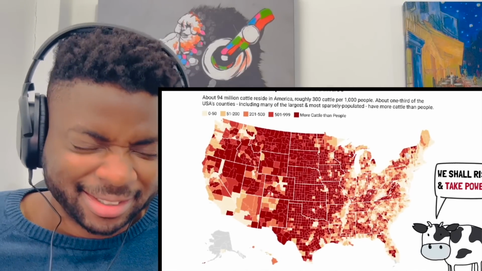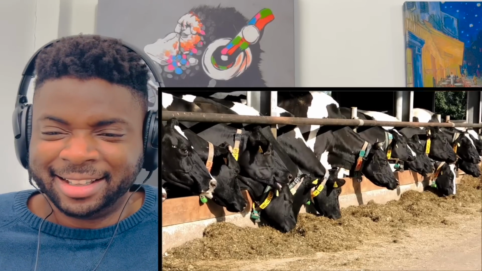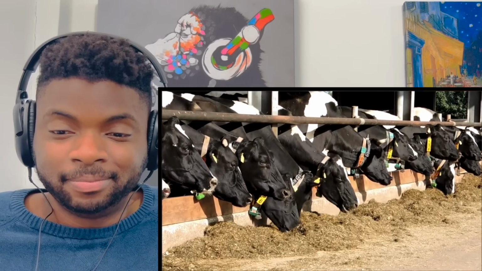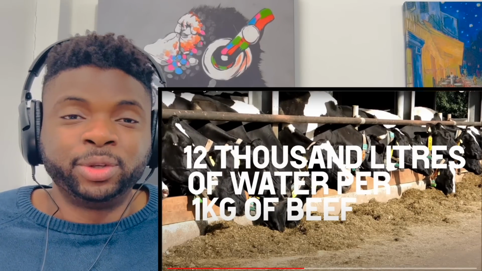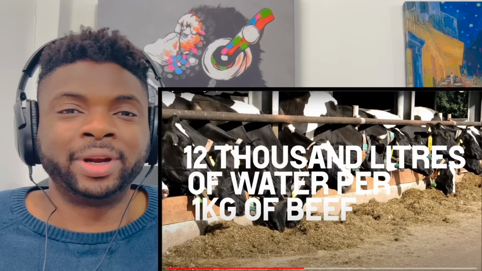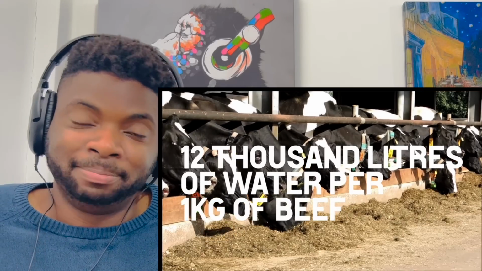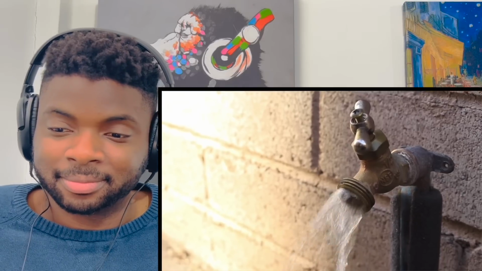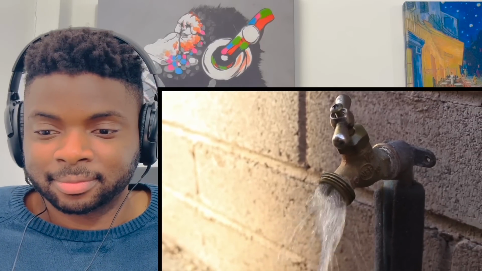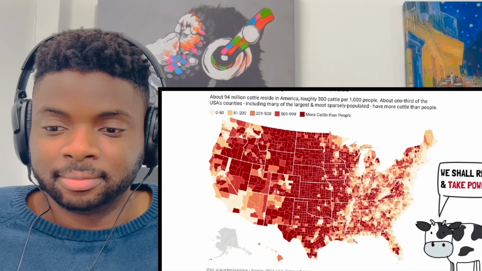Cattle farming is an industry that consumes a ridiculous amount of water. The world spends over 12,000 liters of water per kilogram of beef produced, and they produce a lot of methane as well, a lot of greenhouse gases. That is a lot. We're always told to save water, and we should, but remember that the biggest spenders are these big industrial companies and not the common people.